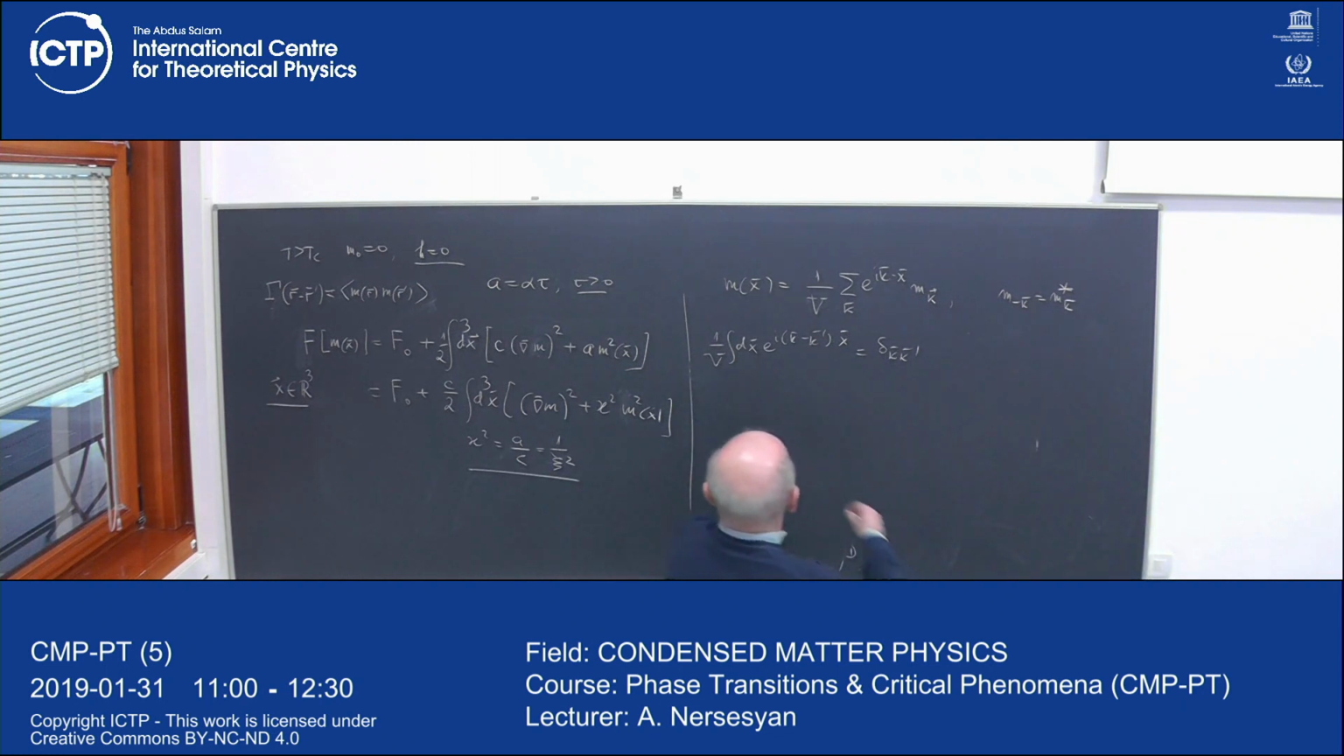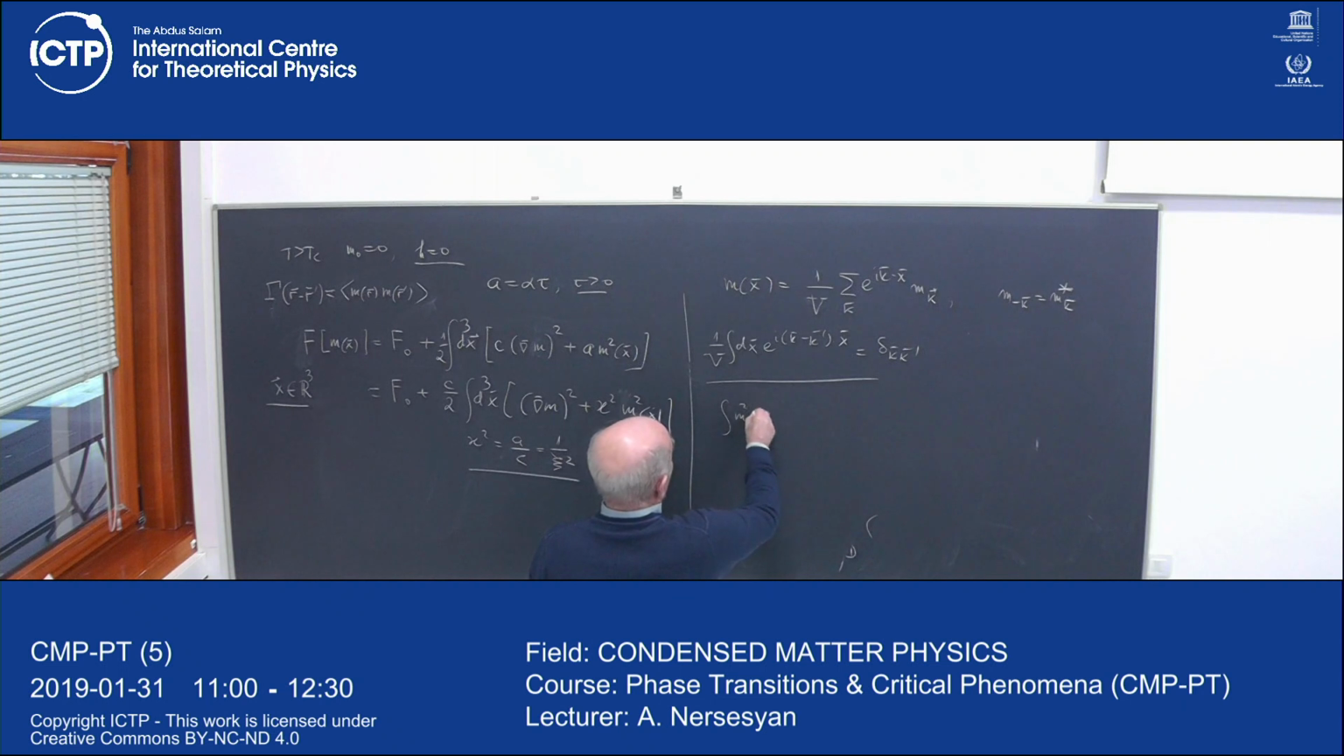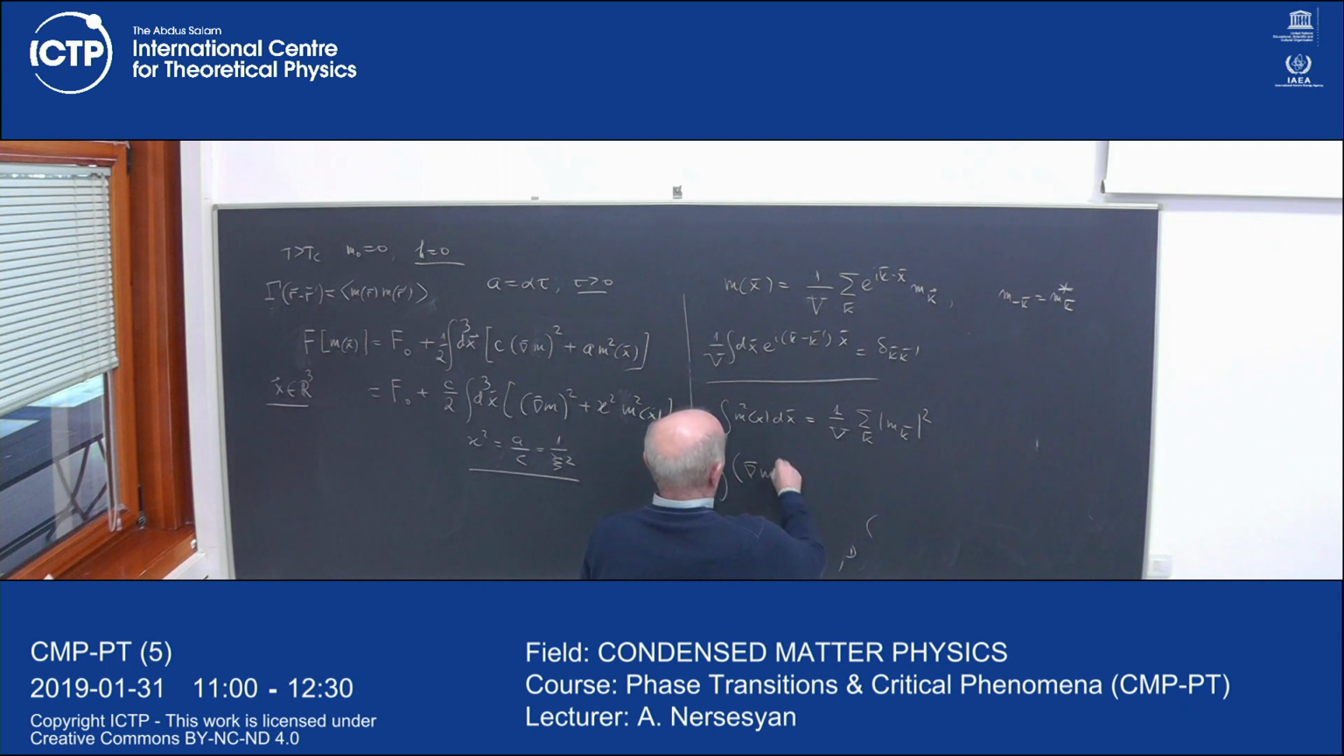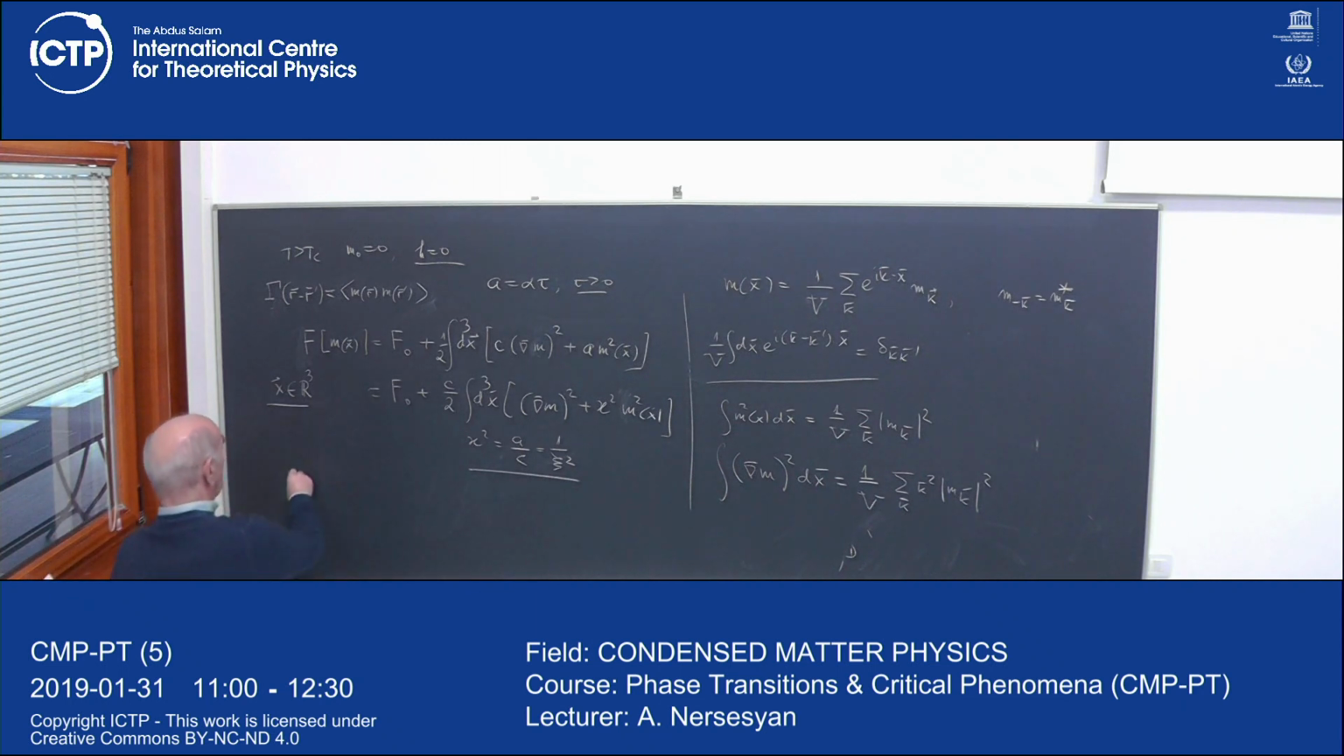Okay, so if we use this, then we can show that the integral of m squared x dx is nothing but 1 over the volume, sum over k, modulus m_k squared. I leave it to you to prove this relation. It's very simple. Just use this. And the second one, the integral of gradient of m squared dx, is 1 over the volume, sum over k, k squared, of course, and again modulus m_k squared. So therefore, the free energy, let me write down delta F. Delta F would be F[m] minus F naught.